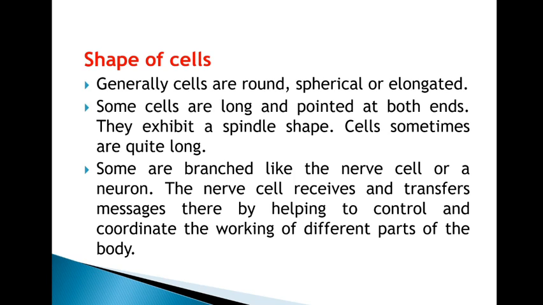Coming to the shape of cells, generally cells are round, spherical, or elongated in shape. Some cells are long and pointed at both ends, exhibiting a spindle shape. Some cells are quite long, and some are branched, like the nerve cells or neurons. Just look at the function of nerve cells. The nerve cells receive and transfer messages, thereby helping to control and coordinate the working of different parts of the body.